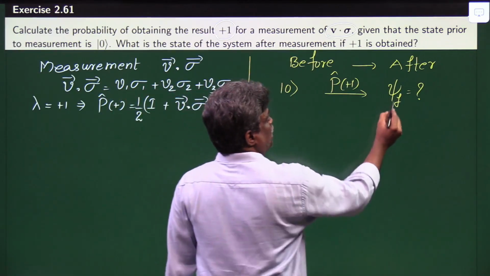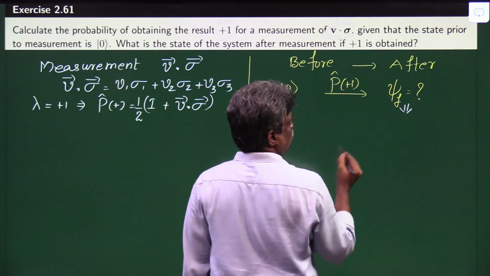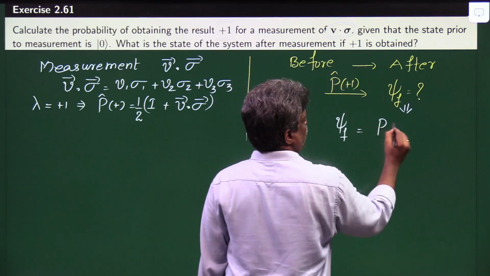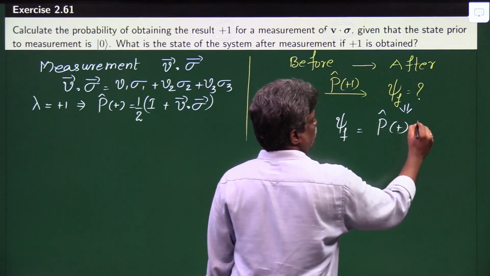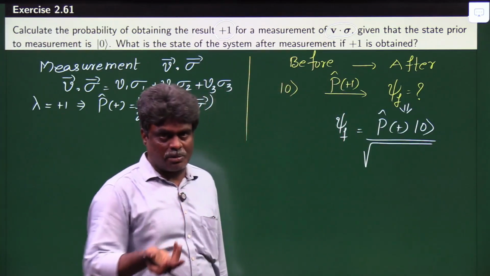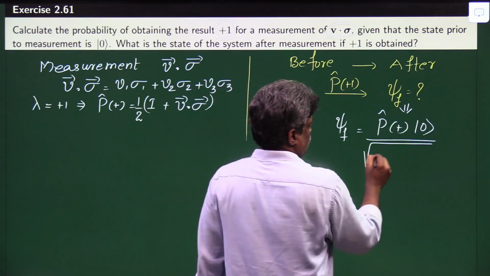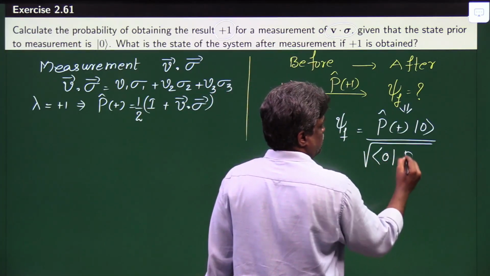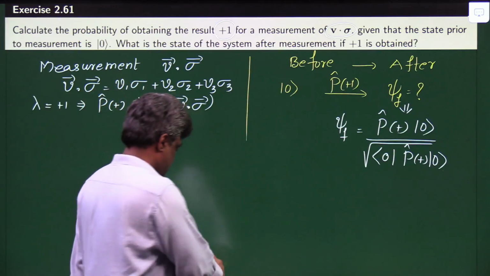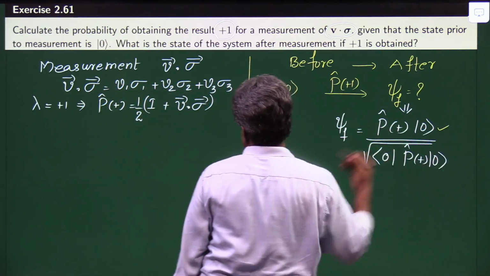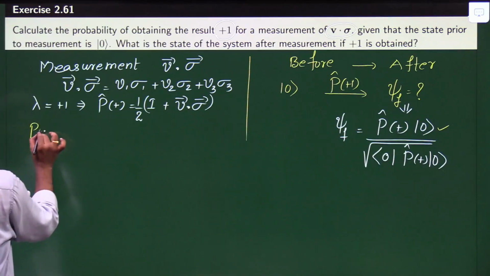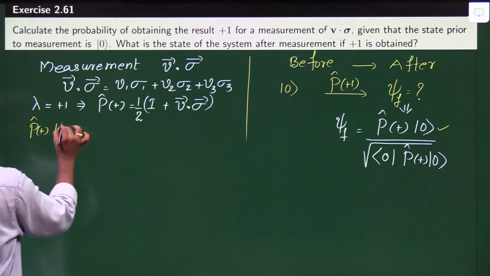Okay, fine. So I hope you remember how to find the final state. Psi final equals, whatever the operator we are measuring, so P plus operates on |0> divided by the square root of the expectation value. This is the state after the measurement, or post measurement. So the expectation value is <0|P plus|0>. First let us find the numerator. So come here, this is our operator, and I'm going to operate P plus on ket 0.